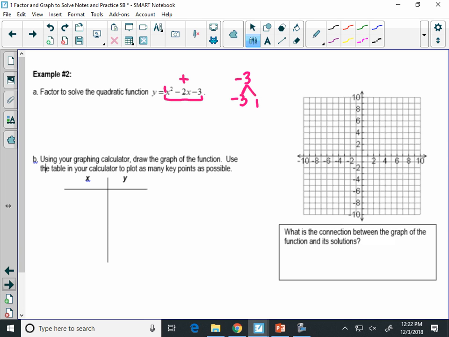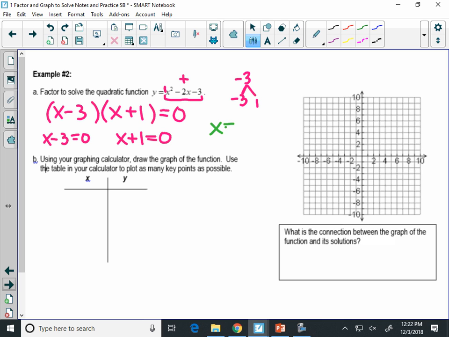Instead of doing split the middle, how do I write that factored form really fast? Remember how you can just jump right to your parentheses? What would be in your parentheses? X minus 3, x plus 1. So if there's no leading coefficient other than 1, you can jump right to your factored form. Well, then when I solve this, if I used each of these factors and set them equal to 0, what would be the solutions here? X equals 3 and negative 1. Okay, that's easy. That was another factoring review problem for us.